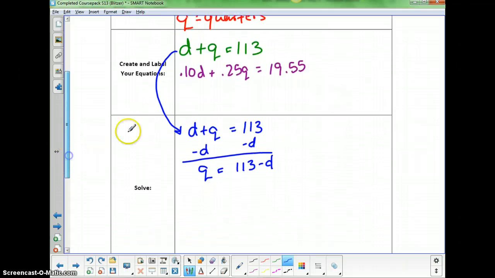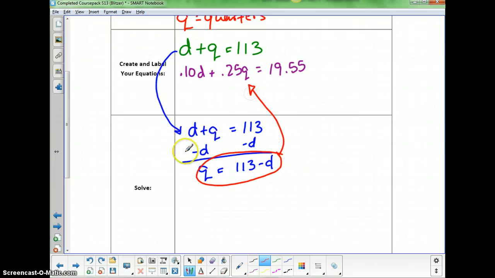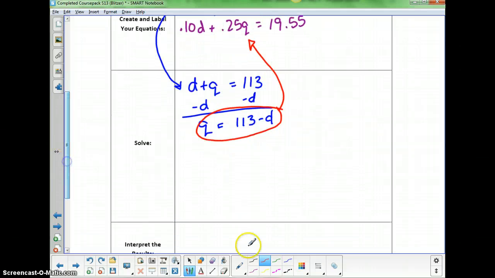Okay. Now I'm going to take that value that q is equal to, and we're going to plug it into the other equation for q. So that second equation will become 0.10d plus 0.25q. In place of q, I'm going to put that 113 minus d equals the 19.55.